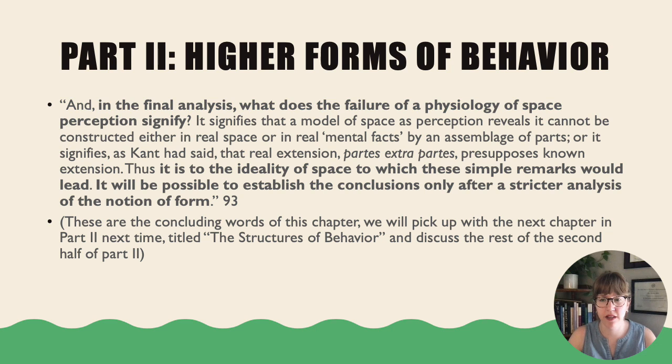All right, so this is our last slide, the very last words of this chapter. He says, and in the final analysis, what does the failure of a physiology of space perception signify? It signifies that a model of space as perception reveals it cannot be constructed either in real space or in real mental facts by an assemblage of parts. Or it signifies, as Kant had said, that real extension, parts, extra parts, presupposes known extension. Thus it is to the ideality of space, to which these simple remarks would lead. It will be possible to establish the conclusions only after a stricter analysis of the notion of form.